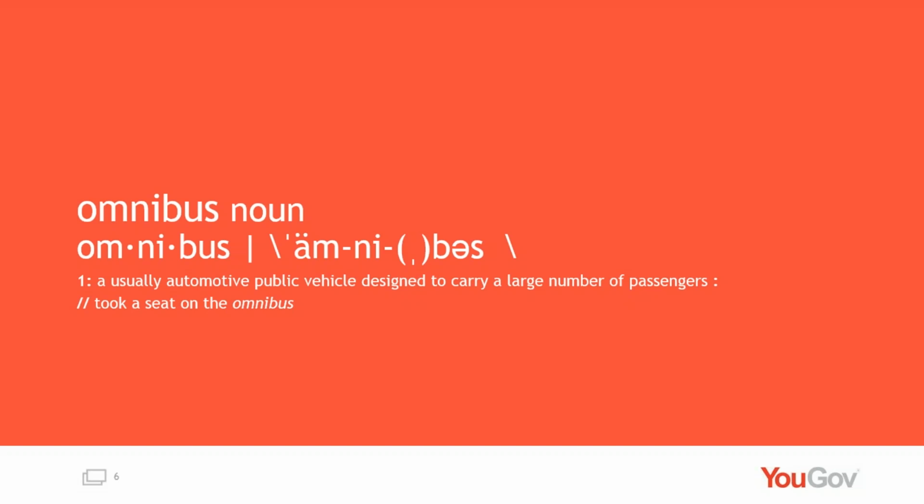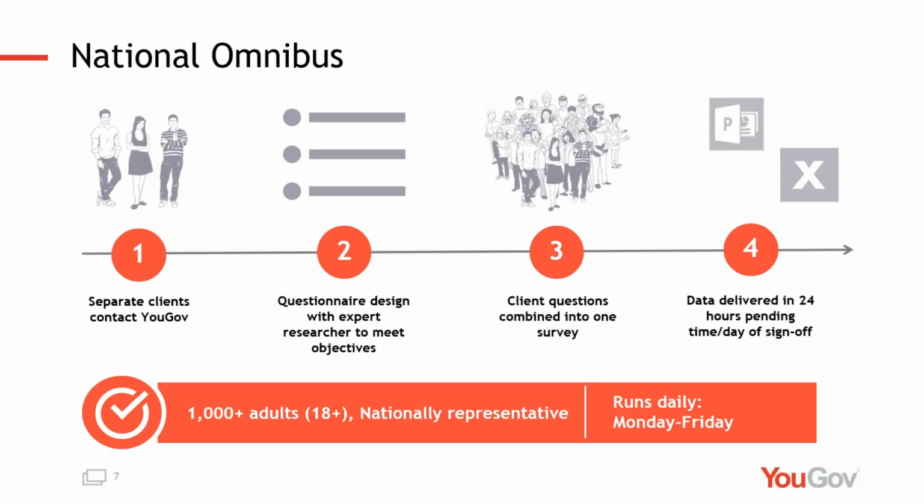And I'm going to start off just by talking you through what an omnibus is. And it's not actually a bus as it describes here. So it is something that everybody can use. It's a multi-client survey whereby each client buys space or questions, and we compile them into one survey, which is sent out to our panelists. It runs every single day, and it goes to a nationally representative sample of 1,000 adults. The fieldwork time is only 24 hours, so it's a really quick means to get your results.